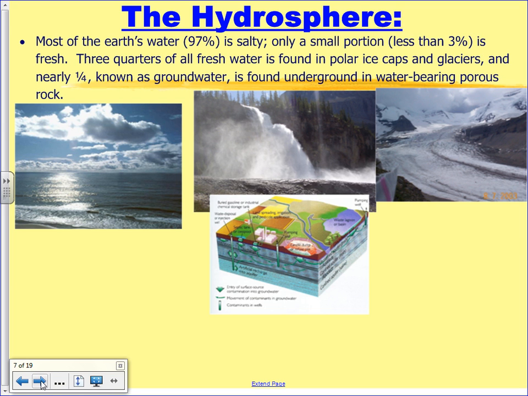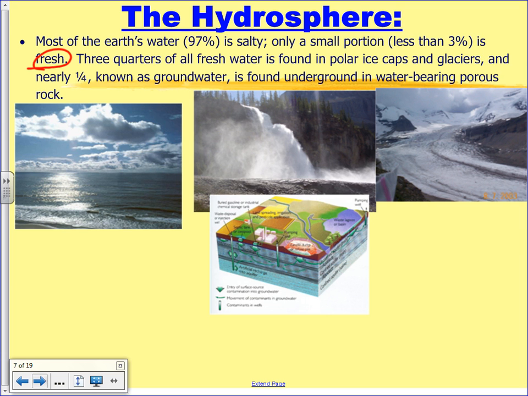Most of the Earth's water, we're talking 97% being most, is salt water. Less than 3% is fresh, and this is the stuff we want, fresh water, because it's drinkable, usable for cooking and things like that. Three quarters of all fresh water, unfortunately, is found in a solid form. So three quarters of that 3% is frozen, either on glaciers in our mountains or in the ice caps of Antarctica and the North Pole. The other nearly quarter is groundwater and is found in underground water-bearing porous rock.